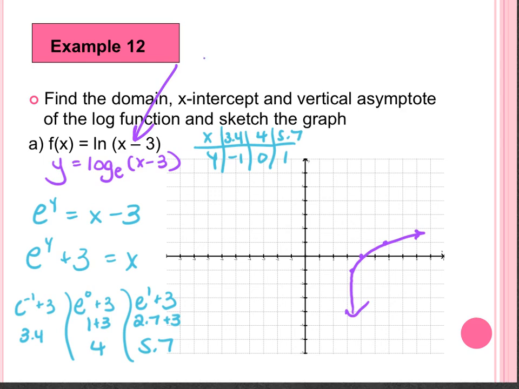My vertical asymptote still comes from the parentheses, as is my domain, and then my range is all real numbers, okay?